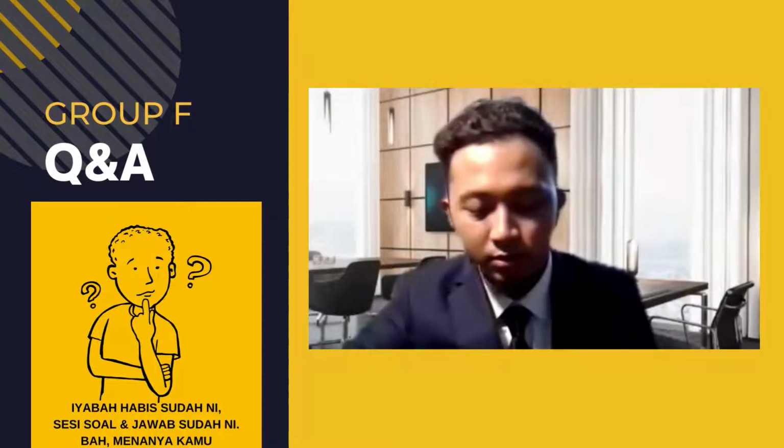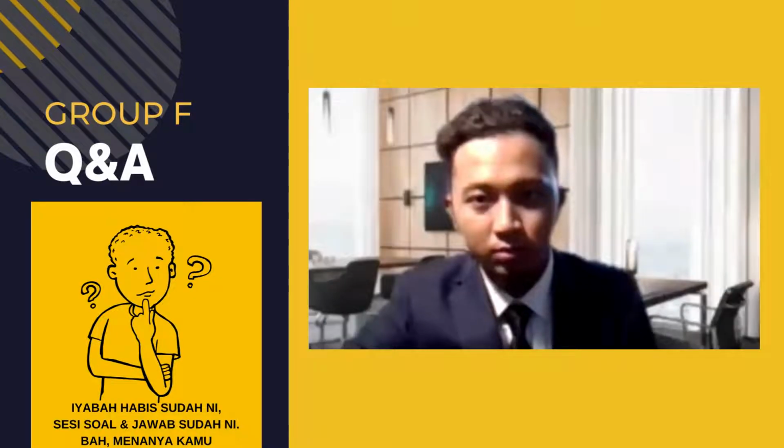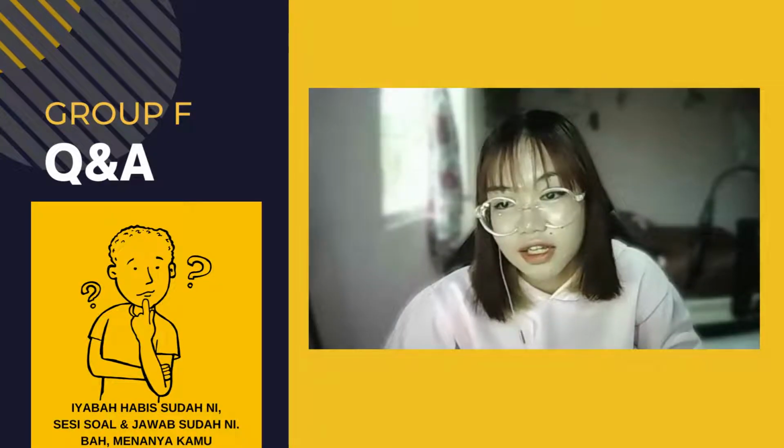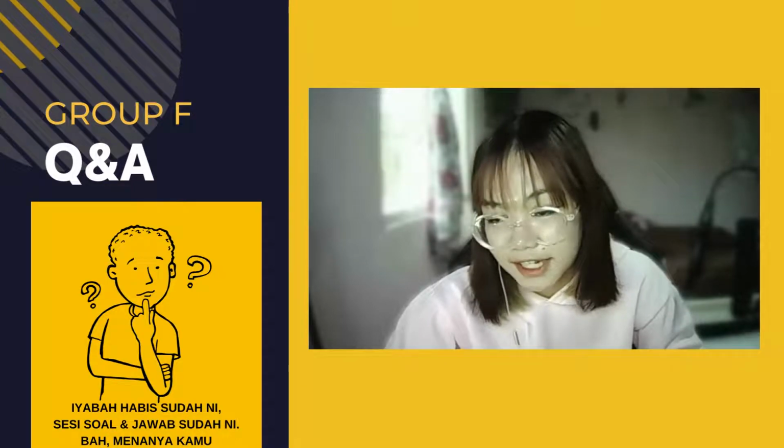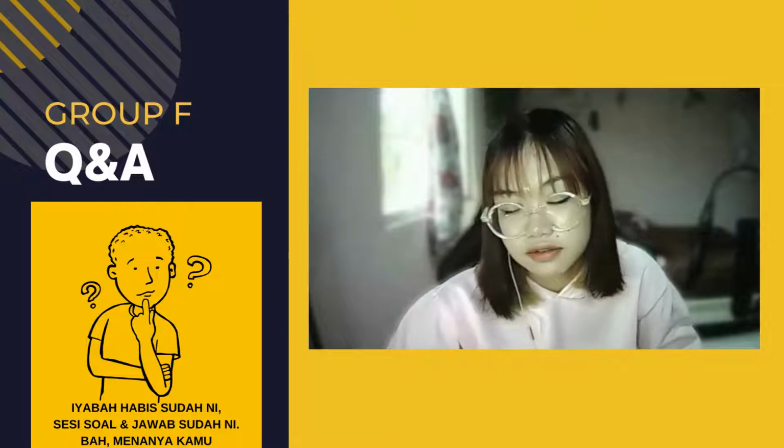Okay. Any other question? Okay, I'm asking a question for Nurin. Nurin, can you justify again your calculation for the probability of number 2 and 4?